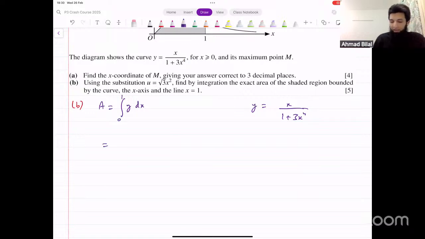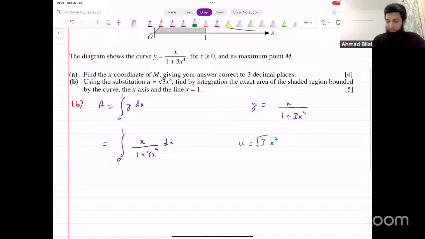Okay, let's input that function here. It becomes x over (1 plus 3x) raised to power 4 with respect to x. That's what we have to integrate from 0 to 1. And they've asked you to use the substitution that u equals square root of 3x squared. Let's do that. Remember what we do in substitution? We first of all have to differentiate it, right? Find du over dx and see what that is.